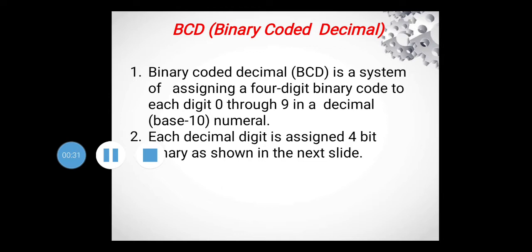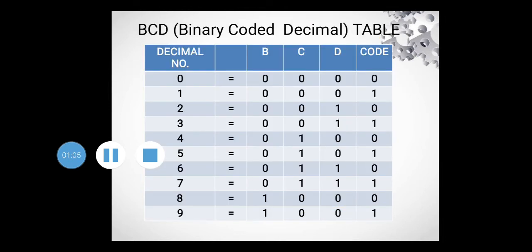We have already studied BCD code in types of codes. Again we'll brush up. BCD code is a system of assigning a 4-digit binary code to each digit 0 through 9. So if you remember, binary coded decimal representation is to represent each digit of decimal into 4 bits of binary number, as shown in the next slide. So you would be able to understand it very well from this table.